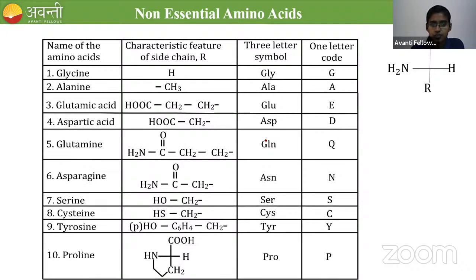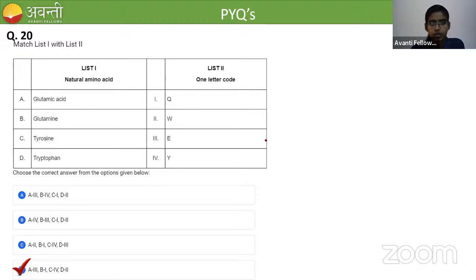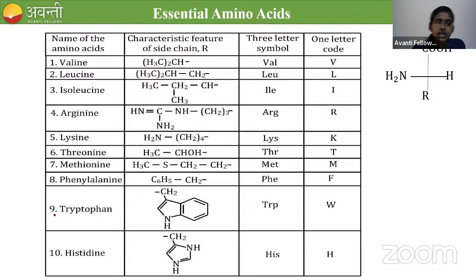Okay. So what did we have? We had glutamic acid, glutamine, tyrosine, and tryptophan. Glutamic acid is a non-essential amino acid, and the one letter code is E. And glutamine is Q. Tyrosine is also a non-essential amino acid, which has the code Y. And tryptophan is the only essential amino acid given to us. So the letter code for it is W.